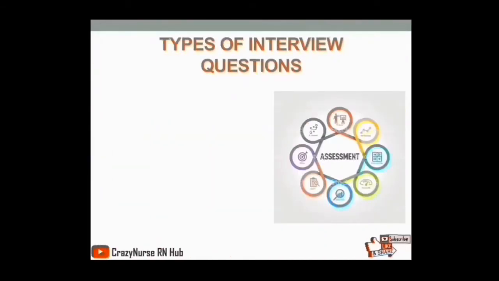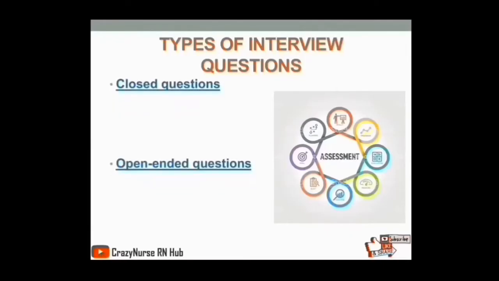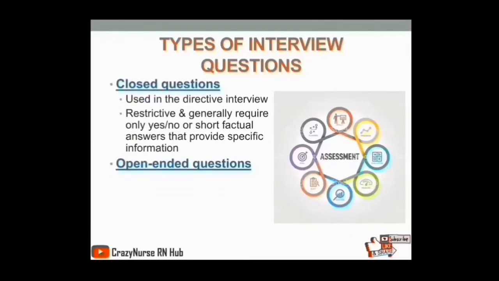Now let's have the types of interview questions. We have the closed questions and open-ended questions. When we say closed questions, it is used in the directive interview, and these are restrictive and generally require only yes or no or short factual answers that provide specific information. Closed questions often begin with when, where, who, what, do, or is.